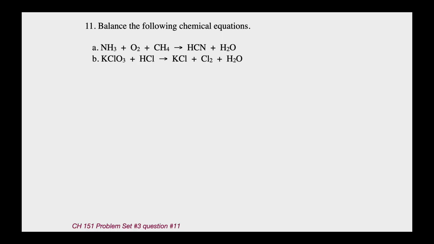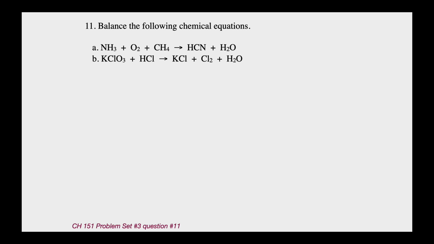Here are 2 more reactions. These are a little bit more challenging. These don't follow the standard 6 types of reactions, so they're a little bit crazier to figure out. The first one is ammonia, NH3. It reacts with oxygen and methane, CH4, to make HCN and water. And obviously there are a lot more pieces to this one.